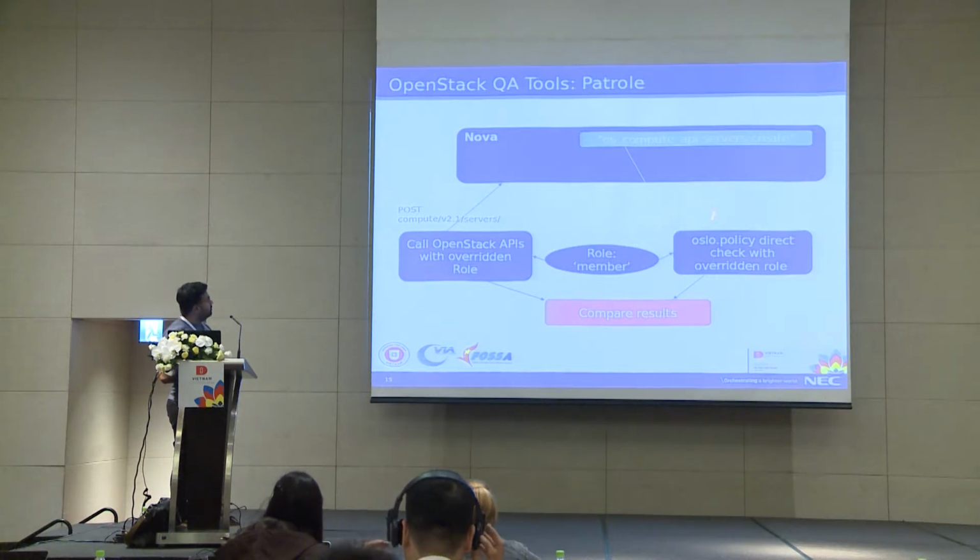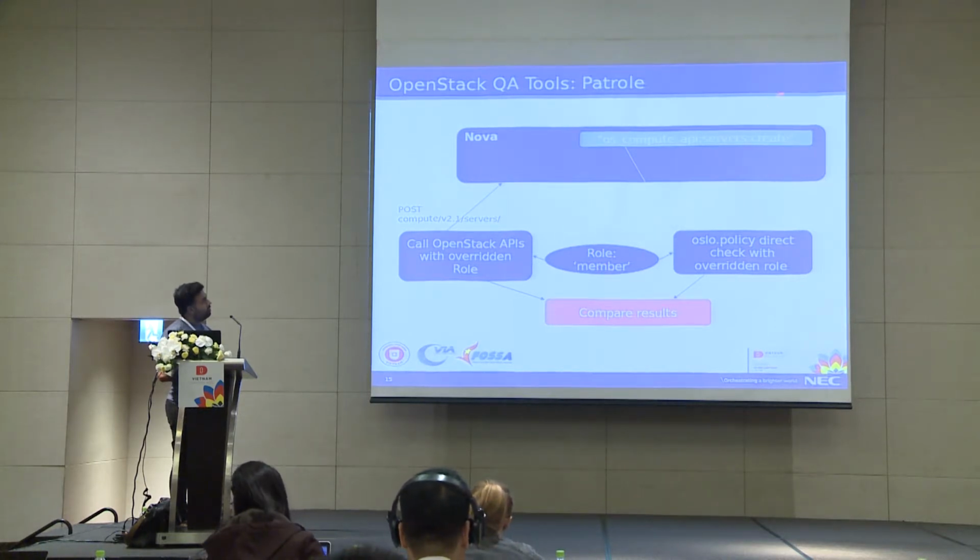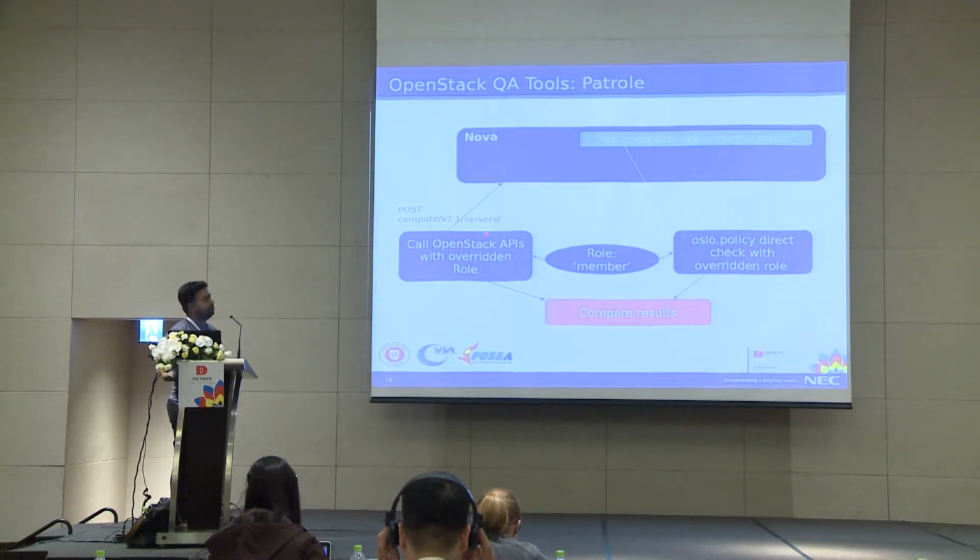So how will Patrole do it? Say this is the role you have configured in the Patrole configuration, role member. So with role member, you want to check whether it is able to create the server or not. So first, Patrole calls the OpenStack API with the member role, and it stores the result, say it passed or failed. This is the API interaction where your end user or SDK or dashboard will interact.